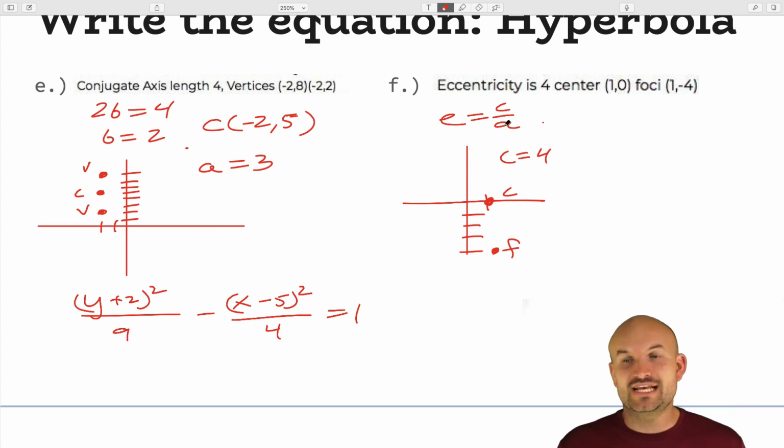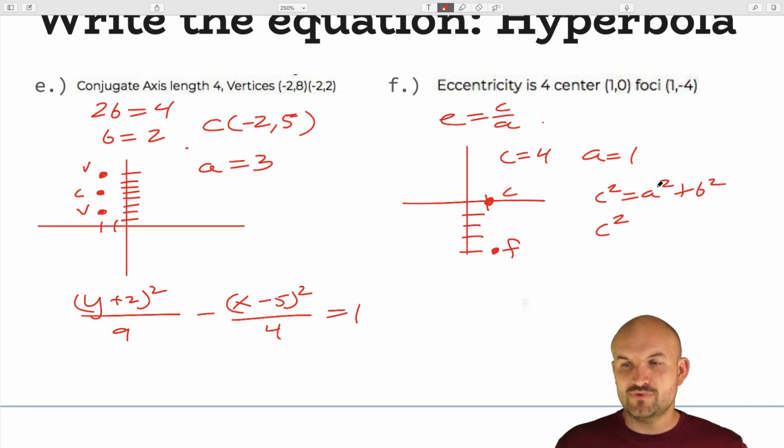Well, again, if this is c over a, then therefore we know that a is equal to 1. So again, remember c squared equals a squared plus b squared. c squared is going to be 16. a squared is 1 plus b squared. So 15 equals b squared.